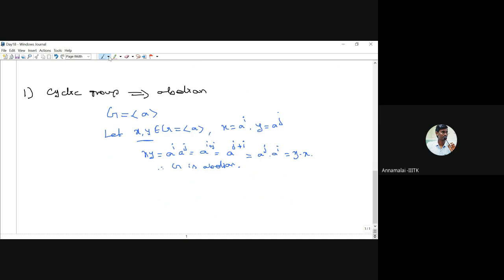No. There are plenty of examples. In general, abelian groups need not be cyclic groups. If xy equals yx holds for all x and y, then the group need not be a cyclic group. Some abelian groups are cyclic, but in general, abelian groups need not be cyclic.